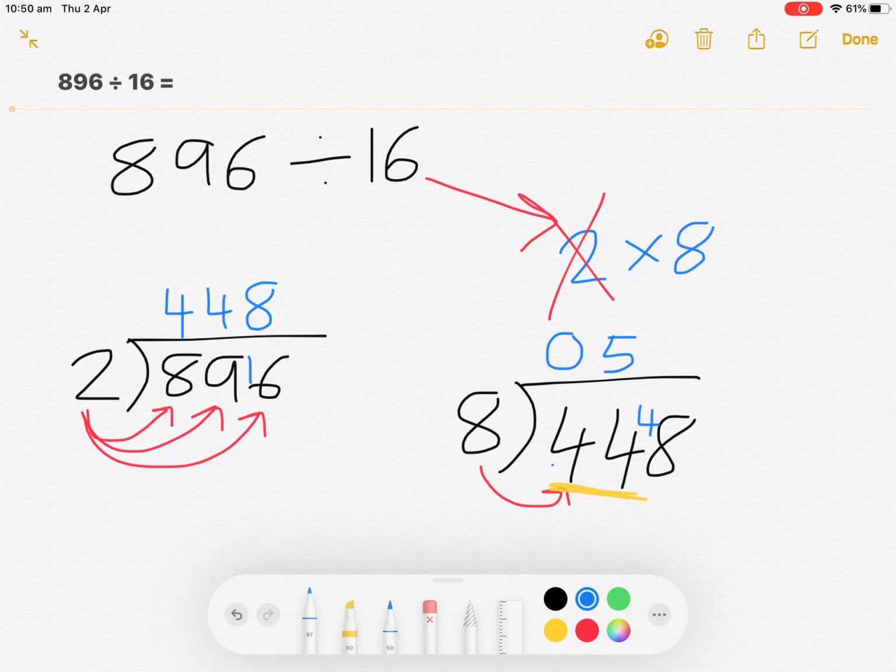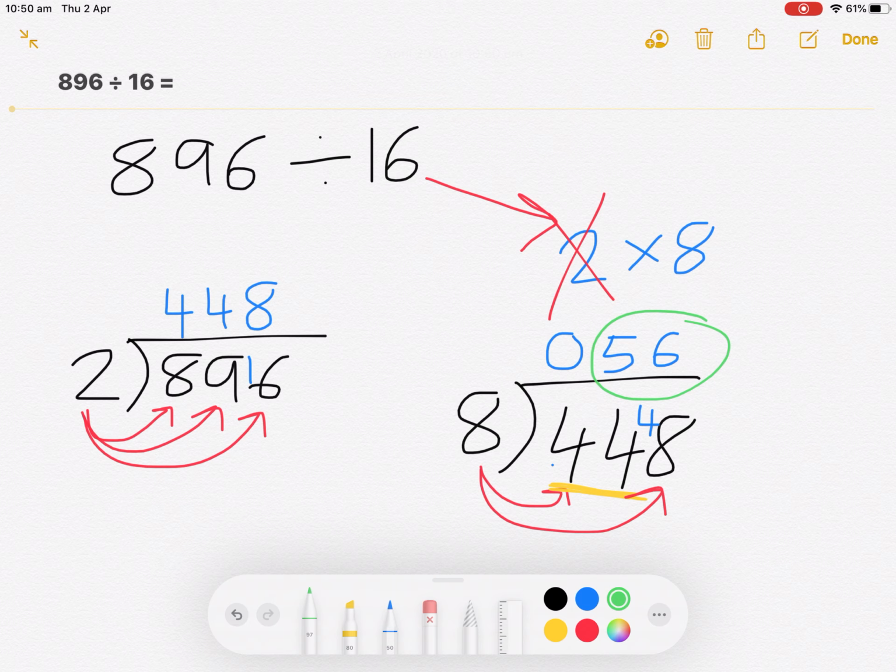So now I've got 48. And 48 divided by 8 is 6. So it gives me a total answer of 56. So 896 divided by 16 is 56.